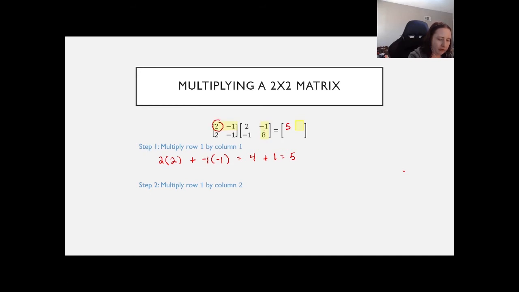So it's always the first times the first number here. So in this case, 2 now gets multiplied by -1. And then our second number, -1, gets multiplied by 8. So you're matching up the first pieces together and the second pieces together, and you're just looking across a row and a column. You're always doing row times column. So 2 times -1 is -2. -1 times 8 is -8. And this gives us -10. So that's a -10 in this upper right corner.